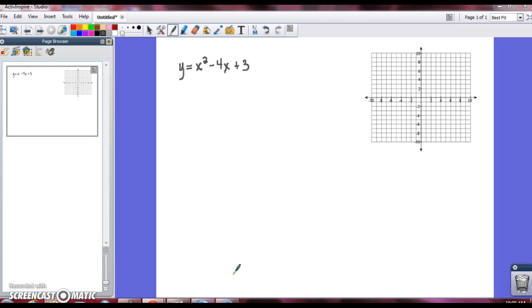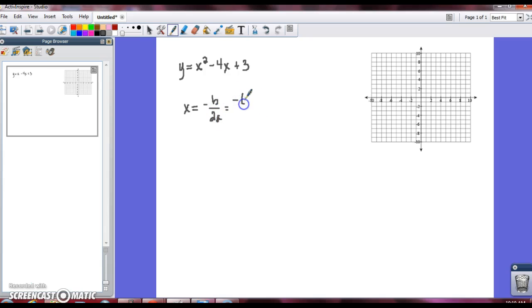So you'll see on your screen you've got the quadratic equation y equals x squared minus 4x plus 3, and then you'll see the grid over there on the right. Now there's a couple things we can do. In order to graph it, we certainly need to find our vertex first. And we can do that, and this is something that we've done many times before. We can do that by finding the axis of symmetry first, negative b over 2a.